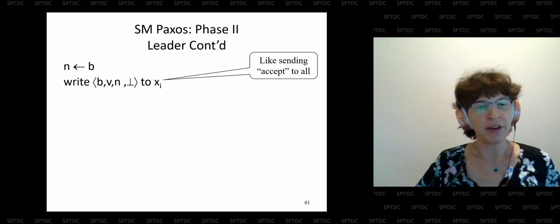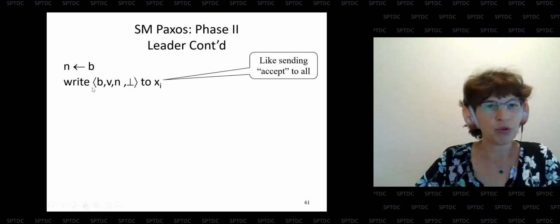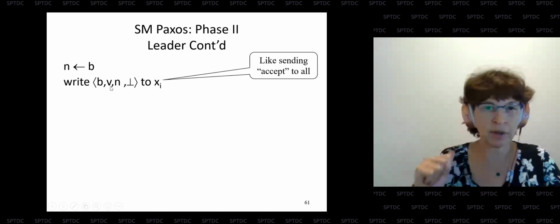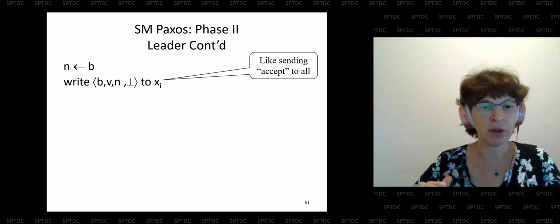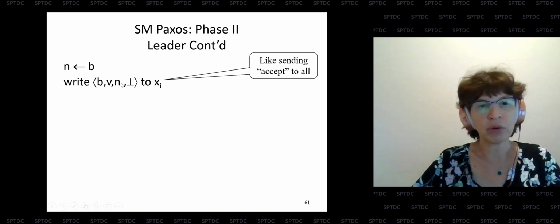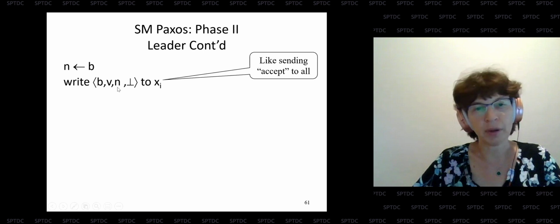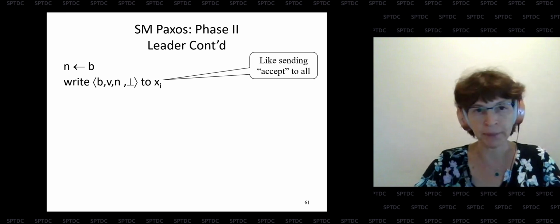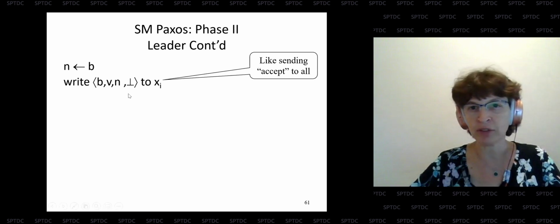So in the second phase, the leader changes its accept number, which is the third field of the register, to be the ballot, and it tries to write it. Remember that B was determined in the first phase. V, which is the second field, was determined 2 slides ago when we chose either the value that we saw with the highest number or our own initial value. And N is now set to be equal to B. So we're indicating that the value V is being committed to or accepted in this ballot B. And the decision still remains bottom because we haven't decided yet.